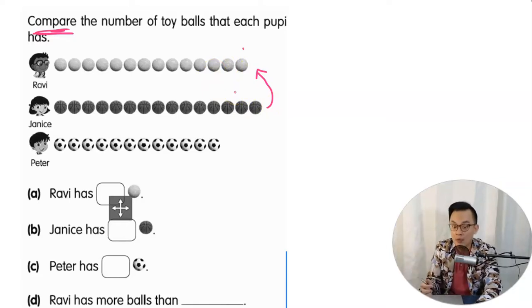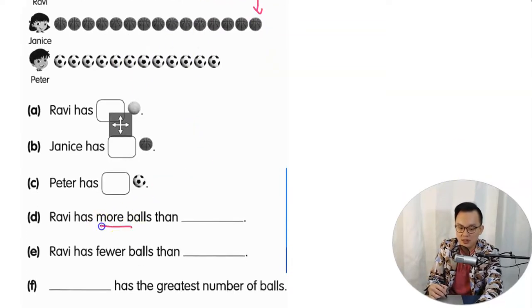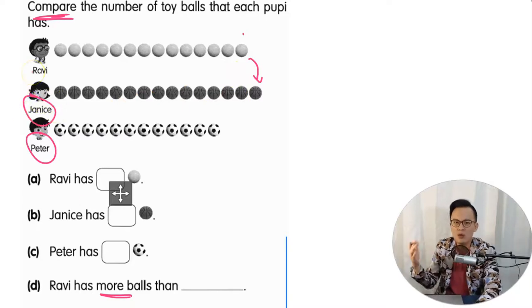Then you ask how many more? 1 more. And how do you relate Ravi to Janice? Ravi has fewer than Janice. How many fewer? 1 fewer. That's exactly what they're doing here. Ravi has more balls than Peter, and Ravi has fewer than Janice. So they have to be very comfortable with this.